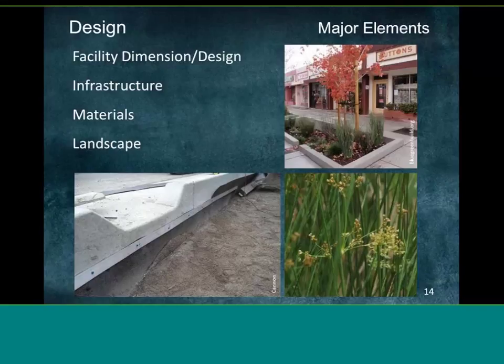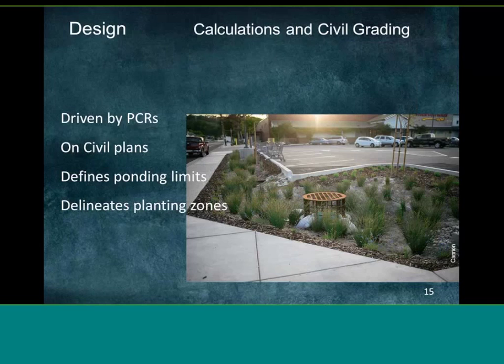The major elements of the systems are the design of the facility, the dimensions of it, the infrastructure pieces, like the edges, the walls, the curbs, the drain, the materials that are used in the system, and then the landscape. So we'll talk about each one of these, but I'm going to really focus in on the pieces that have the most overlap with landscape.